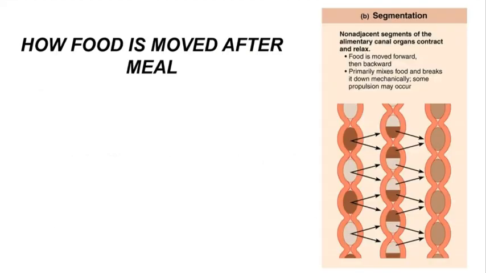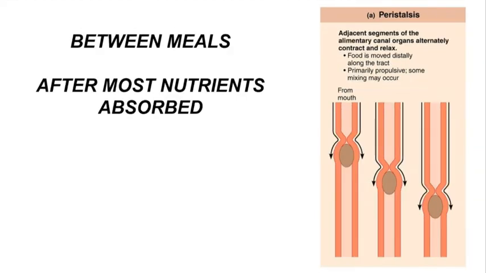We see that segmentation will typically move food through the small intestine after a meal while the food is being digested, because the movement of segmentation ensures that thorough digestion and absorption will occur. This allows the chyme to spend adequate amounts of time in the small intestine in order to be absorbed properly. Between meals, that is, after most nutrients have been absorbed from the chyme, peristalsis will move the indigestible food residues towards the large intestine.